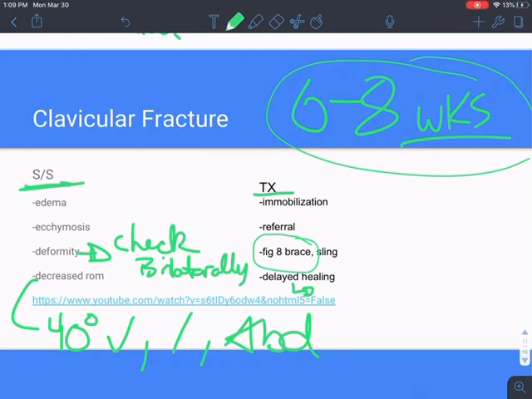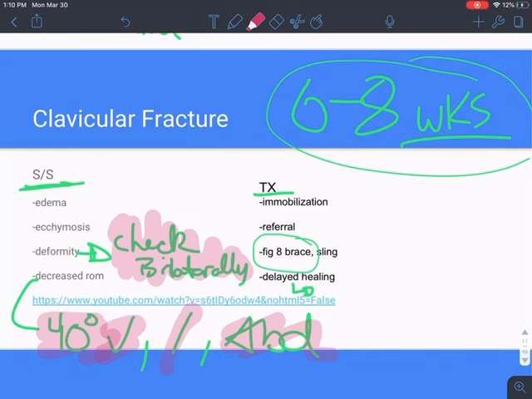So, signs and symptoms for a clavicle fracture, there's definitely going to be some edema, right? Some swelling, some ecchymosis. There's going to be a deformity, and you'll notice that when you check bilaterally. Decreased range of motion for sure, especially at around 40 degrees of flexion, extension, and then abduction. Whenever you start to move your arm, if you were to put one hand on one shoulder and then move that arm, you would start to feel when your clavicle actually moves, and that's when it would start to hurt.